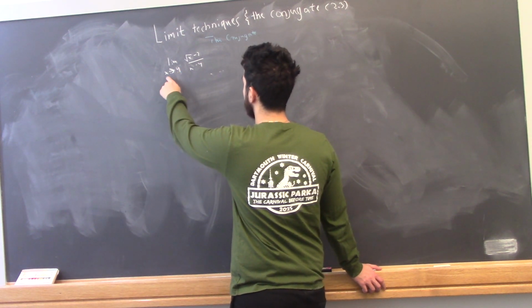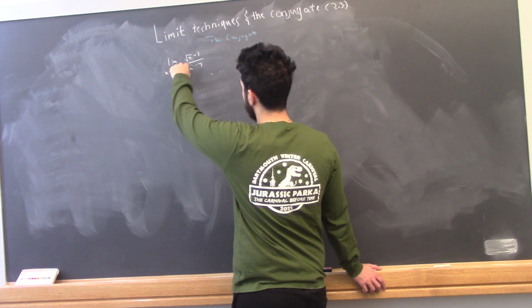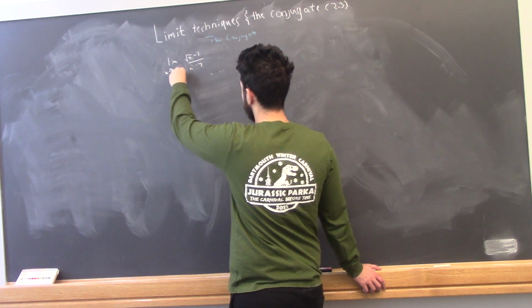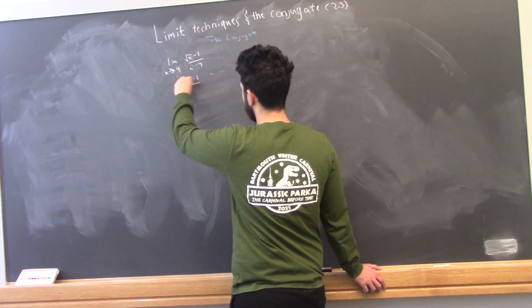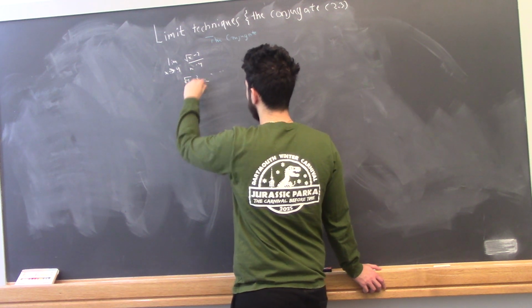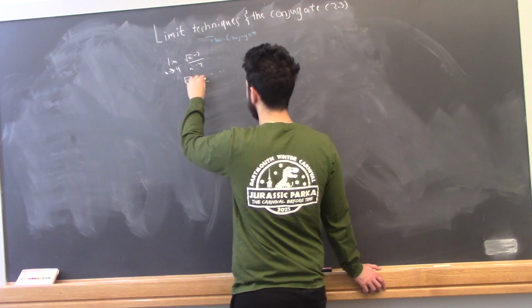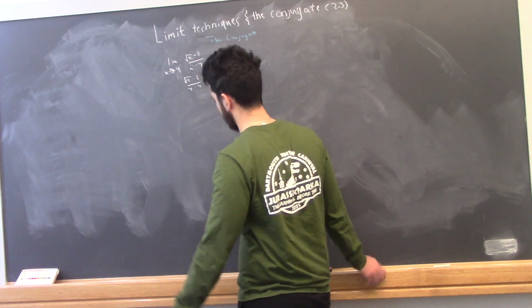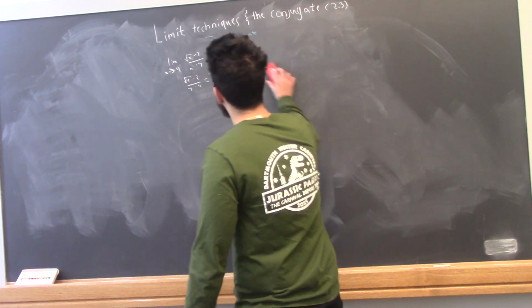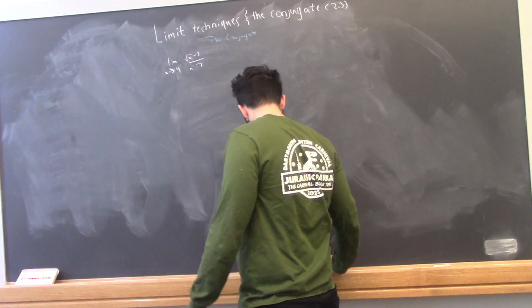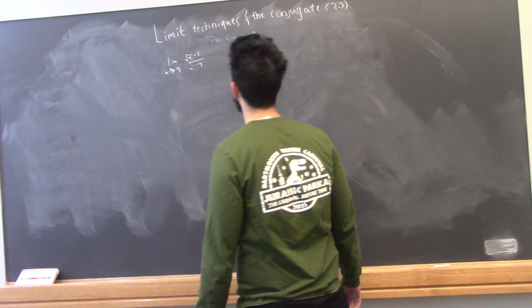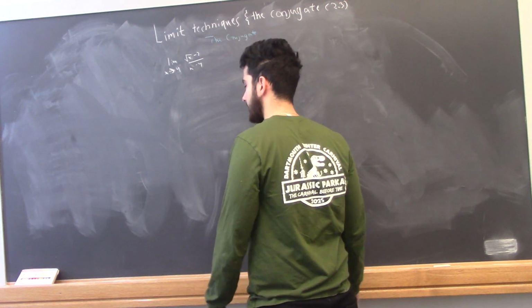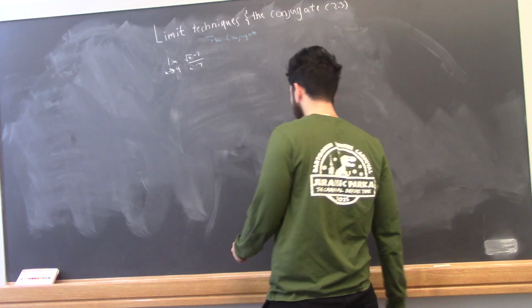X is the limit as X goes to 4, and we have an X here and here. We get square root 4 minus 2 over 4 minus 4. Square root of 4 is 2, minus 2 is 0, 4 minus 4 is 0, and yep, 0 over 0. Well, let's just do the conjugate.